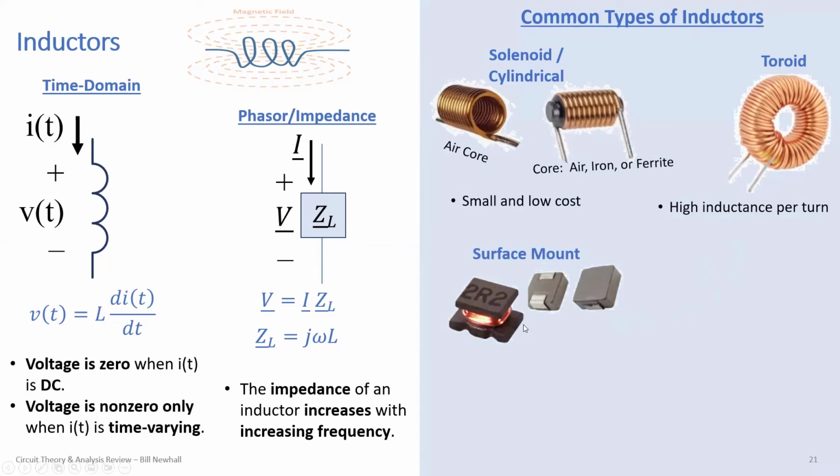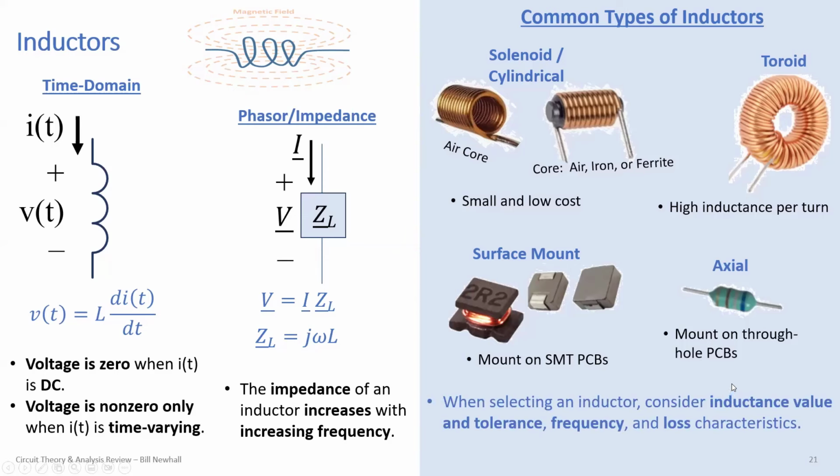And that contains the magnetic field and makes the inductance higher for a given number of turns. There's surface mount inductors, a coil of wire around what's called a bobbin here. Here's some enclosed, encapsulated inductors, and they're meant to mount on printed circuit boards. Here's some axial through-hole inductors. They look like this. You can read that color code, figure out their values. And they mount on through-hole PCBs.